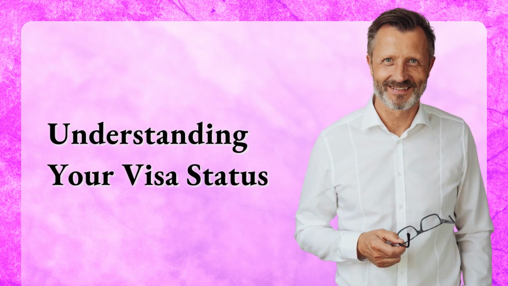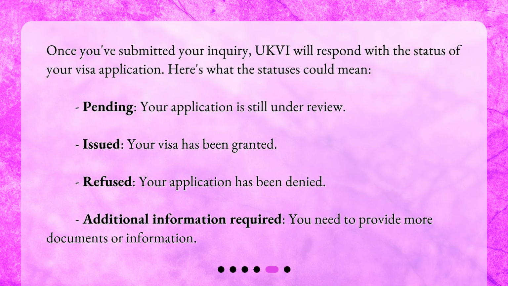Understanding your visa status. Once you've submitted your inquiry, UKVI will respond with the status of your visa application. Here's what the statuses could mean. Pending. Your application is still under review. Issued. Your visa has been granted. Refused. Your application has been denied. Additional information required. You need to provide more documents or information.